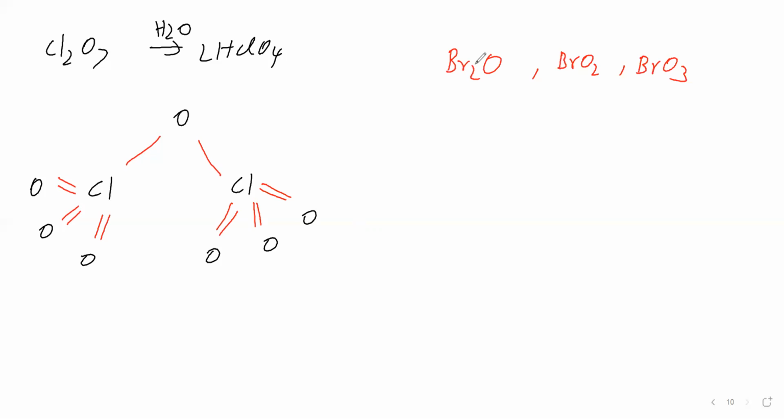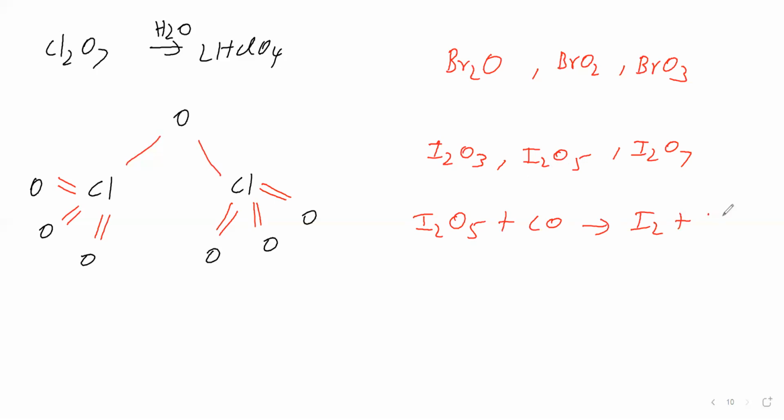Then we will see oxides of iodine. The oxides of iodine are I2O, I2O3, I2O5, and I2O7. This I2O5 is a good oxidizing agent, therefore it is used for estimating carbon monoxide. Iodine pentoxide reacts with carbon monoxide to give iodine and carbon dioxide. We will balance this like this.